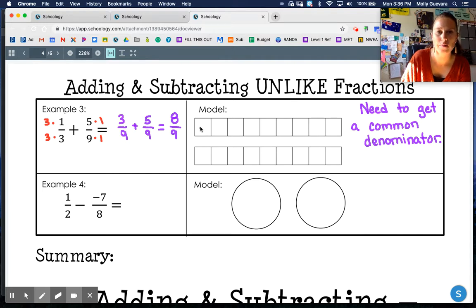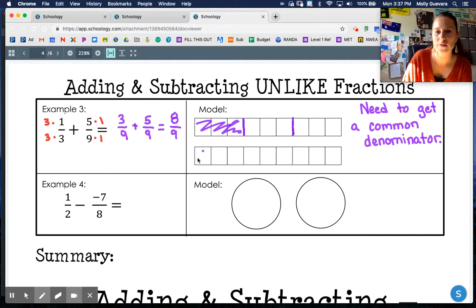If we want to look at the model here, this is split into 9 equal pieces. So I have 1/3, but I need to make that into 9ths, right? So here's 1/3, here's 1/3. So I kind of split that into thirds now. This is 1/3. So if I have 1/3, that is 1, 2, 3, 3 of 9 pieces. So that's kind of a visual of the 3/9.